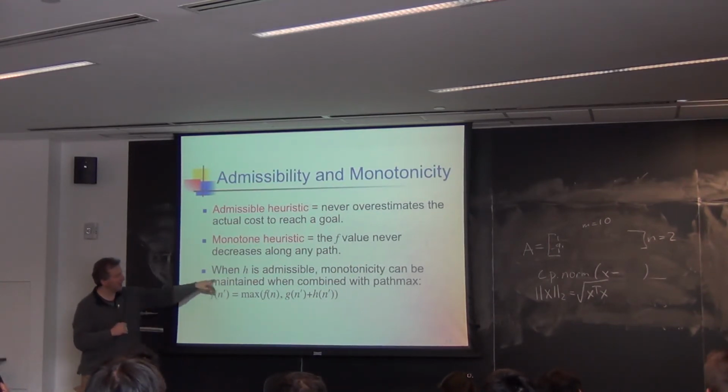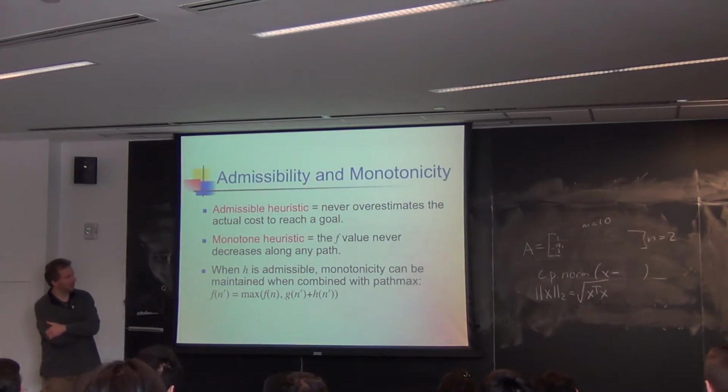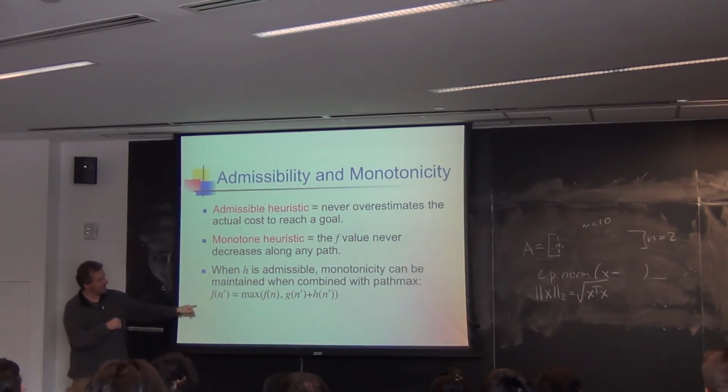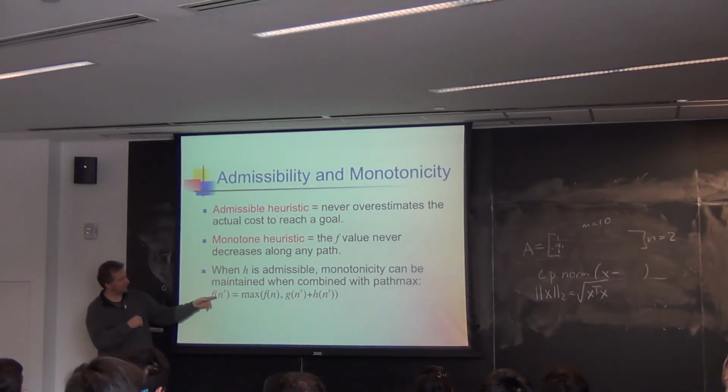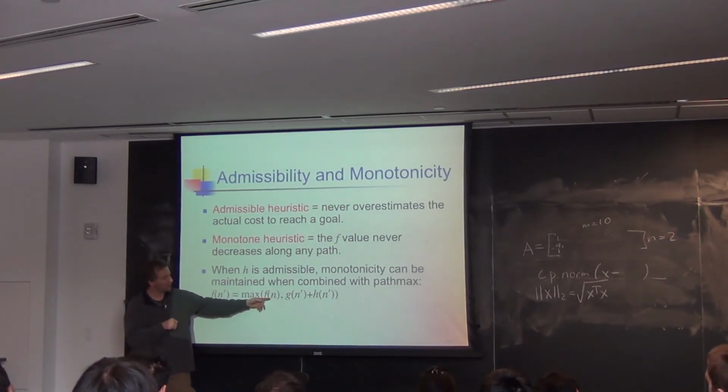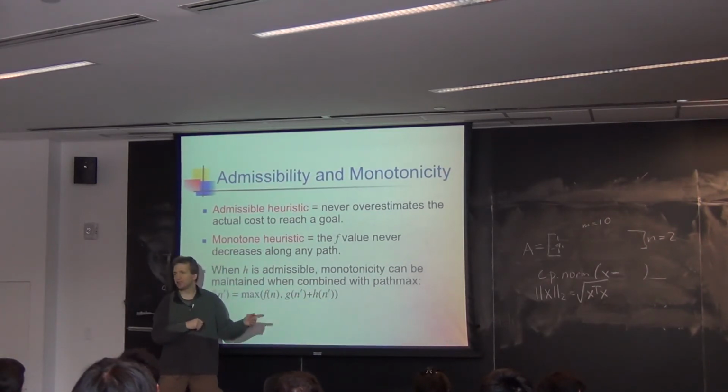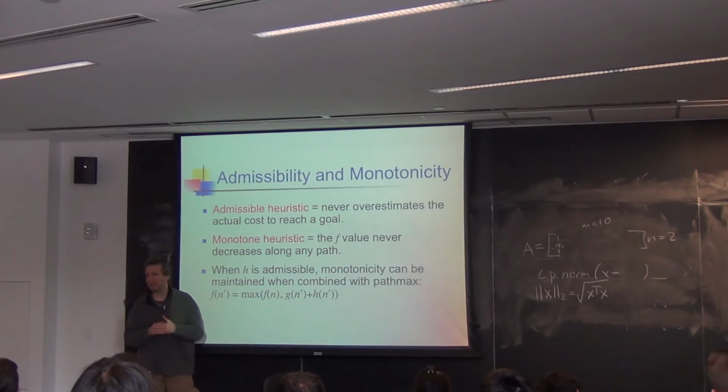Okay. So when h is admissible, monotonicity can be obtained when combined with the pathmax. This is simply a trick that says, given a successor node, make sure the value you use is either the max of the previous node's evaluation function or the new value for this node. So it's just simply a trick to maintain monotonicity.